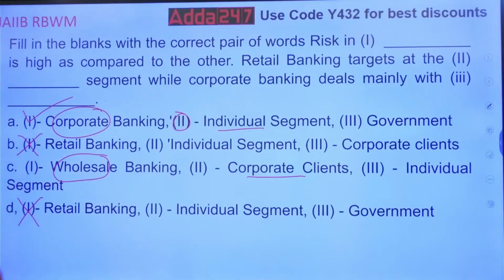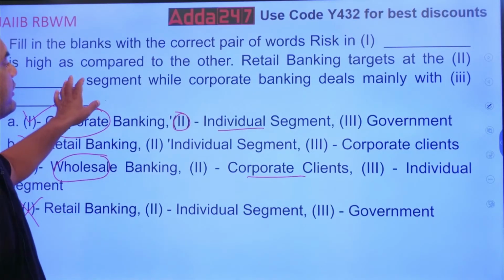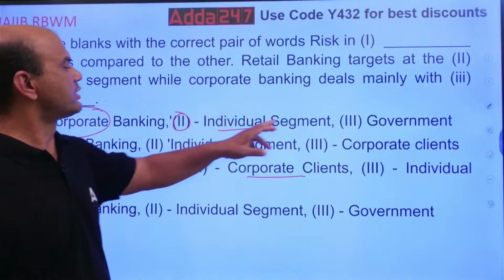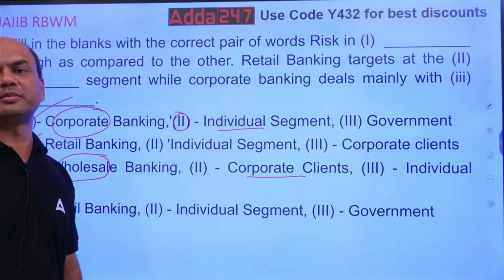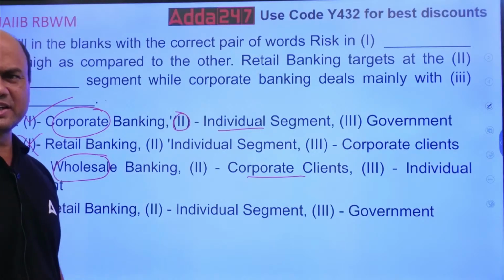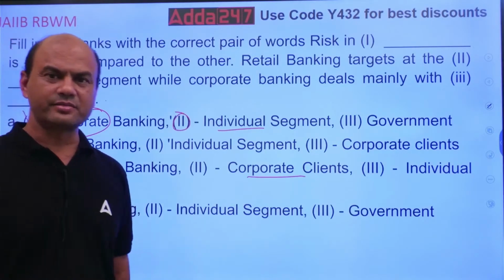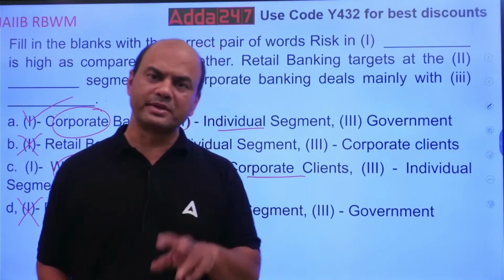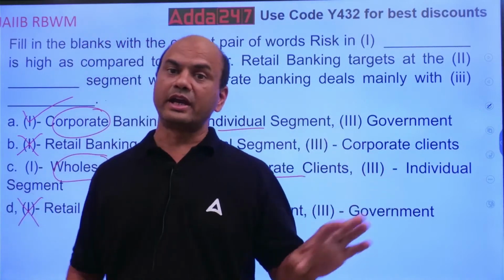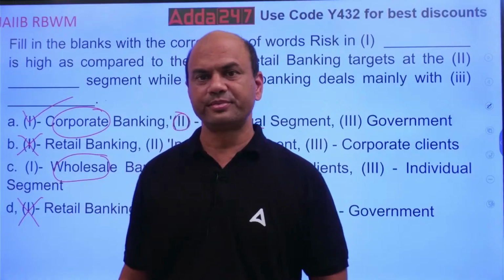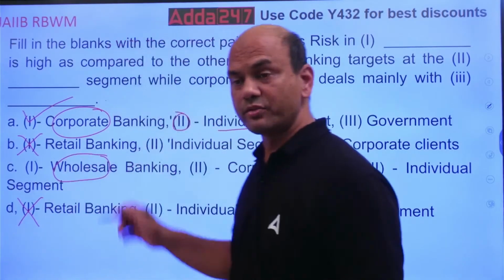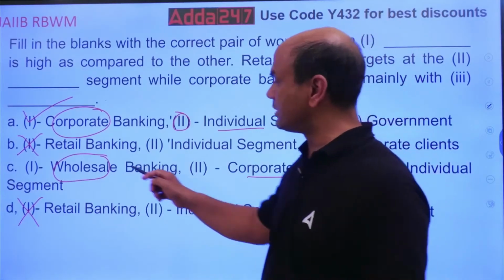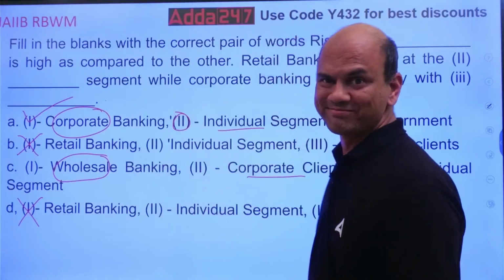Now check the third one then. Retail banking targets the individual segment, while corporate banking deals mainly with individual, government. So that is right. Corporate banking deals with government departments. Of course, it deals with companies also, that's also an answer, but here government is given, so government is right. Corporate banking deals with two segments, the private sector, big ones, and the government sector. So the answer is the first one, A. Kindly note this important point: wholesale banking and corporate banking are the same.